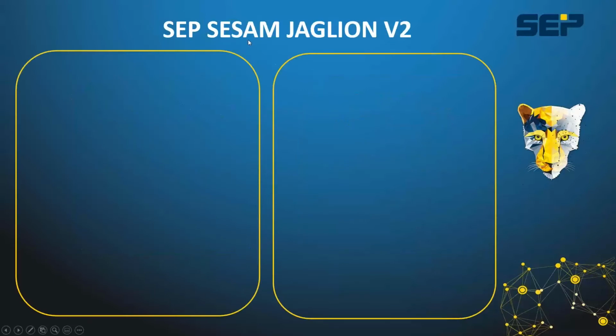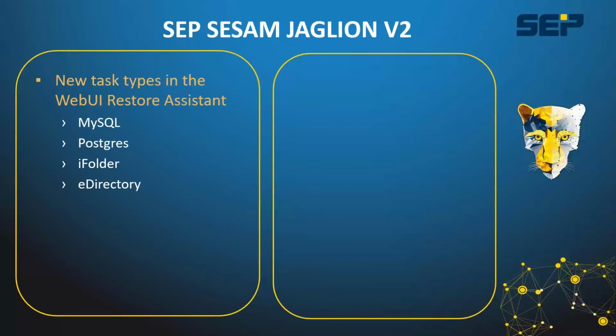So there are some smaller functionalities of Jaglion version 2 as well. They are not as important as the immutable storage or others, but I think it's very good with respect to usability that we have new task types in the Web UI Restore Assistant. We have now MySQL, Postgres, iFolder, and eDirectory.